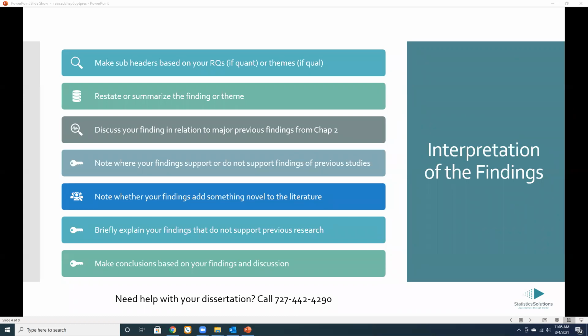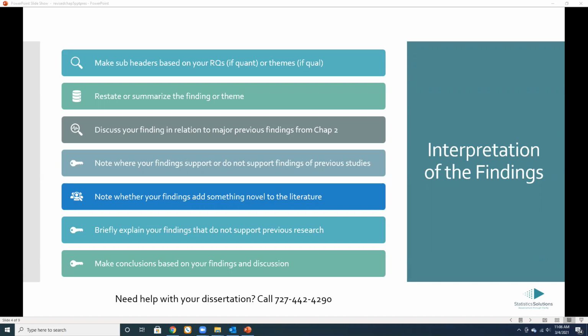Okay, so a real reader-friendly and writer-friendly way to structure the section is by your RQs. If it's quantitative, say you have 3 RQs. You know, RQ1 asked whatever RQ1 asked. Then restate your findings, summarize your finding for that research question, and then bring in major findings from Chapter 2, from previous literature, and note whether your findings support those. Maybe they don't align, maybe they offer something new, and you want to set up a discussion based on that.